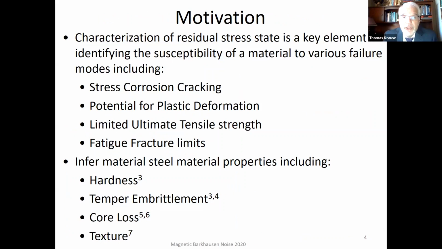So the characterization of residual stress, of course, is a key element in identifying susceptibility of materials to stress corrosion cracking, plastic deformation, limited ultimate tensile strength, and fatigue fracture limits. We'd also be interested in inferring other material properties of steel, including hardness, temper embrittlement, core loss in electrical steels, and texture. That's orientation of grains inside of manufactured steel product.